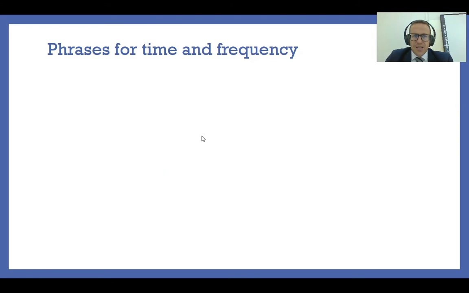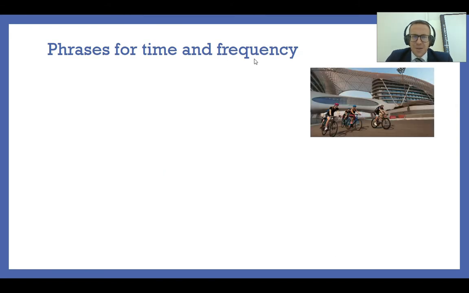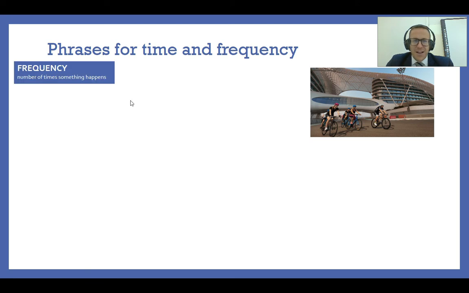Now let's look at phrases for time and frequency. So the example I'm going to use is cycling, something I love doing myself. Frequency is the number of times something happens. So for me, I like to go cycling maybe 3 or 4 times in the week. So that's a lot of time.